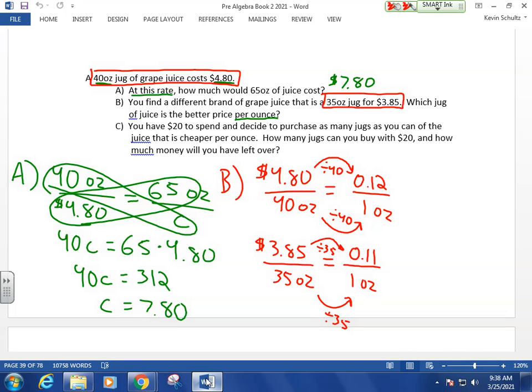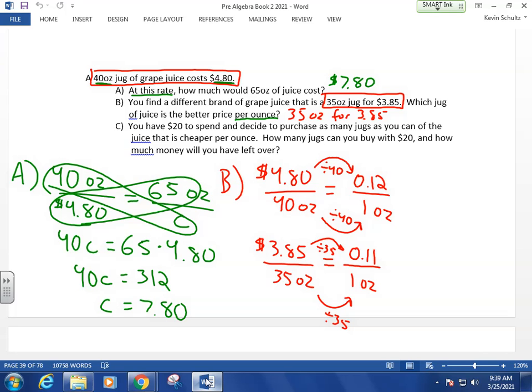Which one's the better deal? The second one, right? This one here, okay? The 35 ounces for $3.85 is the better deal because it's 11 cents per ounce versus 12 cents per ounce. Big difference? No, but it's the better deal, okay? Questions on letter C? Sorry, questions on letter B. We'll do C now.